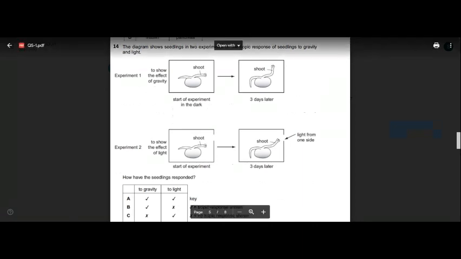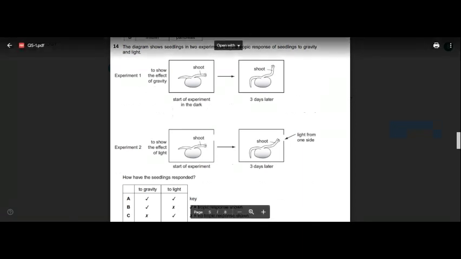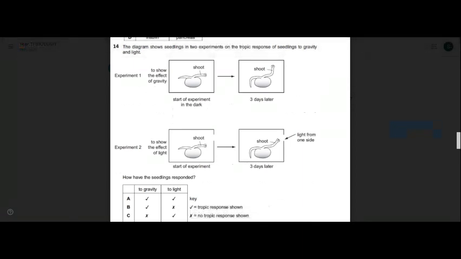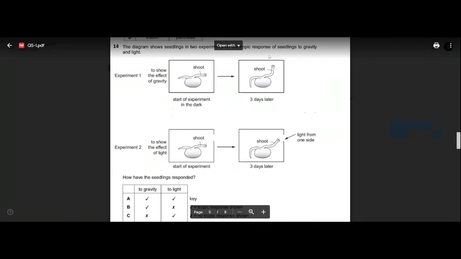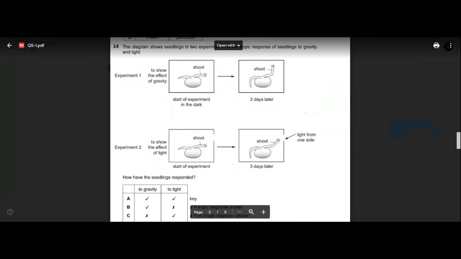So experiment one is a seedling. They put it there, germinating, with the shoot and the root. The root after 3 days is growing towards the earth, the ground, or towards the gravity, and the shoot, in the absence of the light, so it's totally dark, there is no light interfering in this experiment, is moving away from the ground or gravity. So this is a proof that the shoots have a negative gravitropism, and the roots have positive gravitropism.